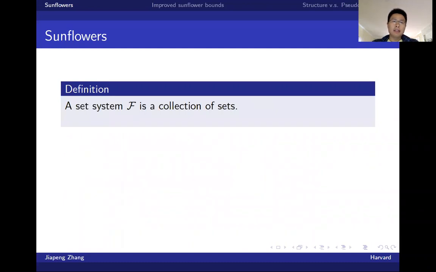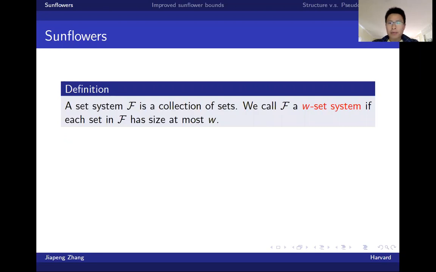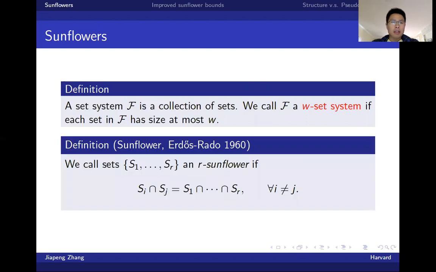Okay, let's start with some simple definitions. A set system is just a collection of sets. We call F a W set system if each set in F has size at most W. Okay, so given a bunch of sets S1, S2, up to SR, we call them an R sunflower if for any i and j, the intersection of Si and Sj is equal to the intersection of the whole sets.